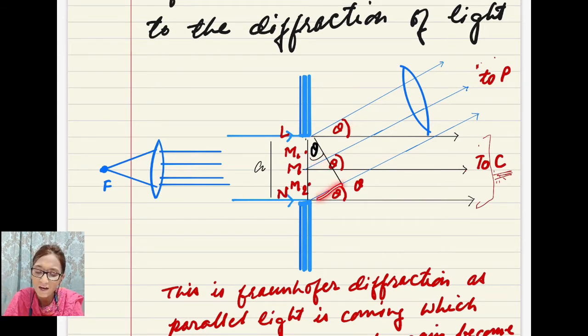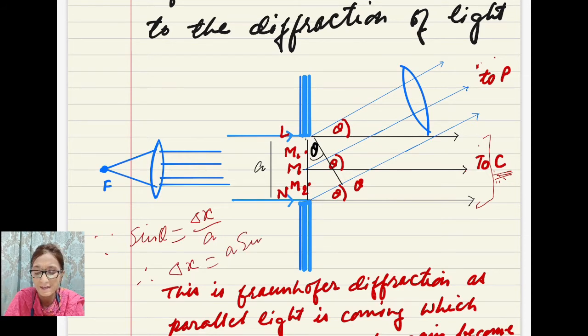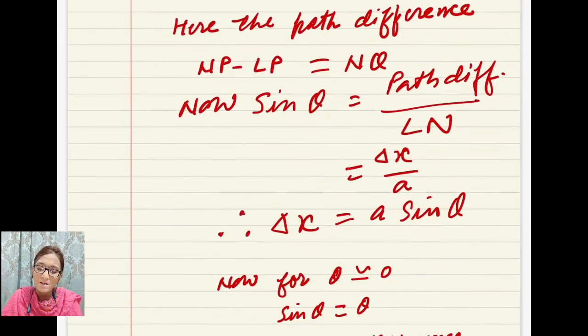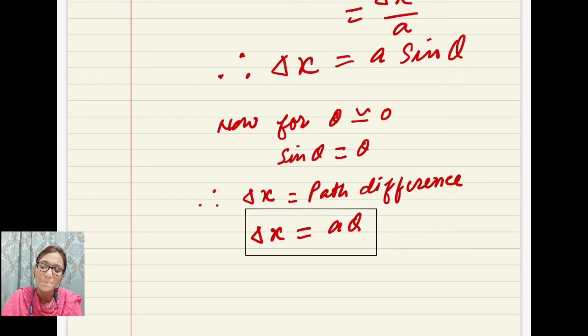Now from here you can find the path difference. You know that sine theta is equal to perpendicular upon base, and this perpendicular is your path difference, del x, and the base is the aperture, which has width a. So the path difference comes equal to a sine theta, and for small angle sine theta becomes only theta. So your path difference is a theta. Path difference is a theta. Okay.